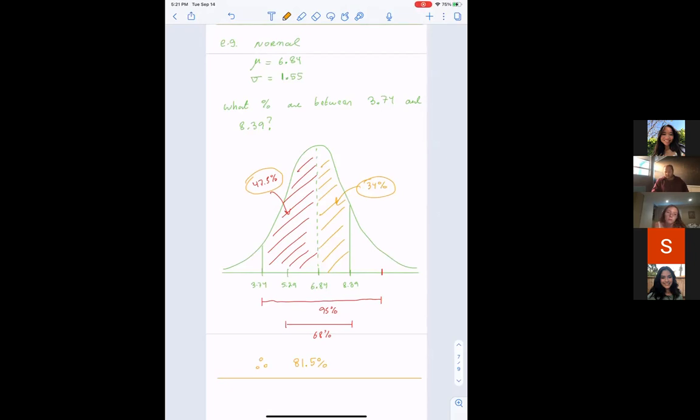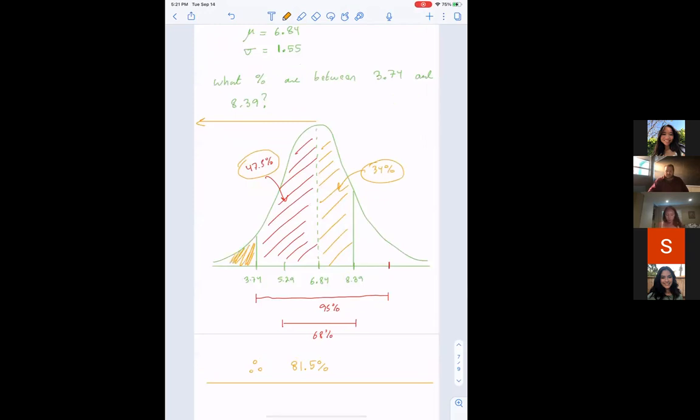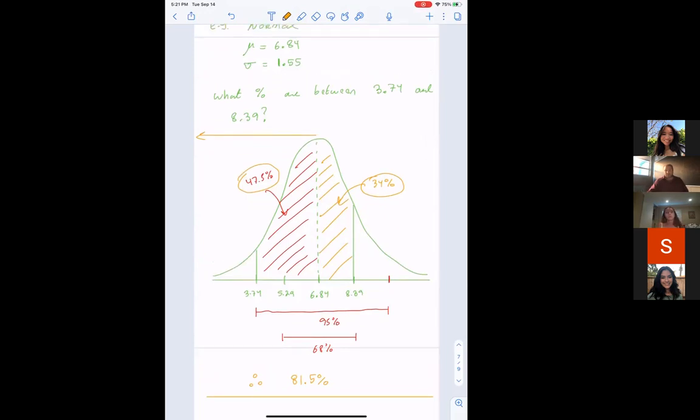How come in the previous problem? Well, because in the previous problem, Andy, we were going all the way to the ends. We were doing everything to the left, including this part here. And when I include that part there, that's 50%. But in this case, I was not going all the way to the end. I was only going to there. And that is only 47.5%. Does that make sense?